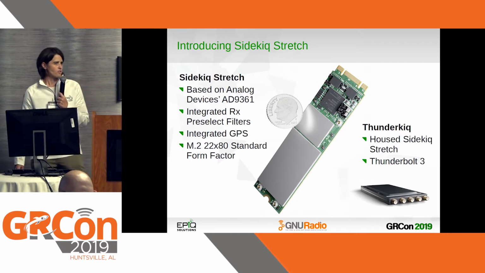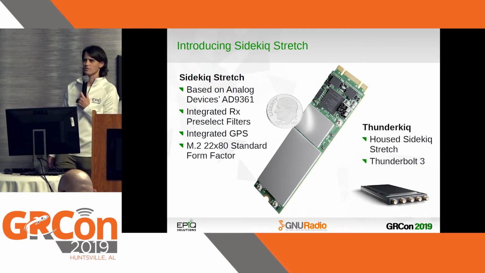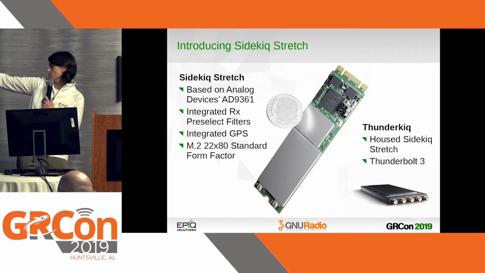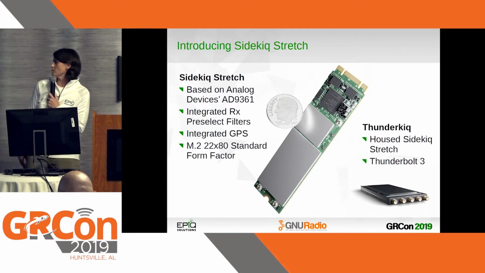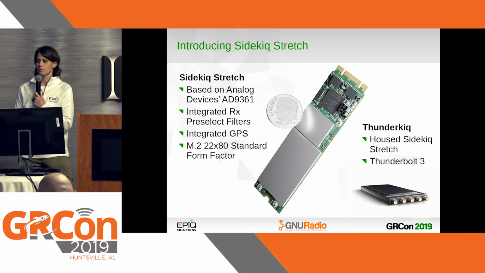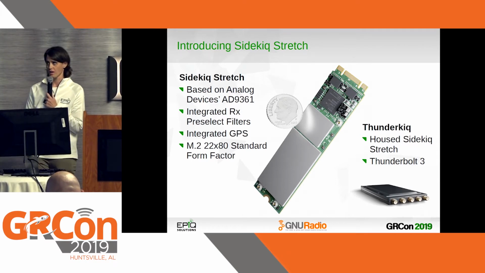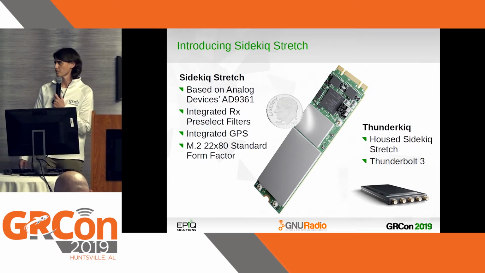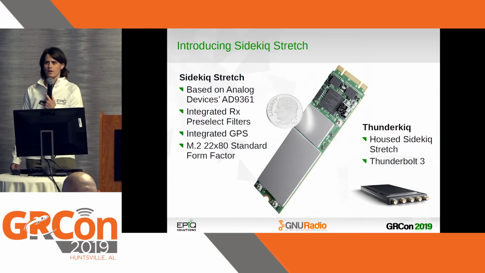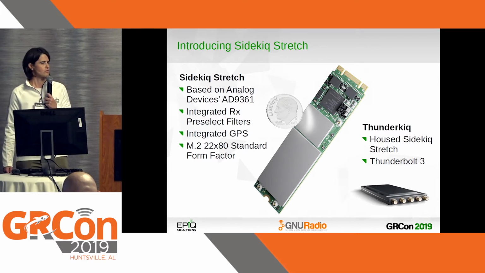That radio happens to be our Sidekick Stretch product. We announced our Sidekick Stretch in July of this year. You can see it pictured right in the middle of the screen there. It's an M.2 22 by 80 standard form factor. What's useful about it is it has an integrated onboard GPS. It also has a handful of RX pre-select filters, so it lets you really refine what you're receiving. And the key component there is that it uses the Analog Devices AD9361 RF chip.